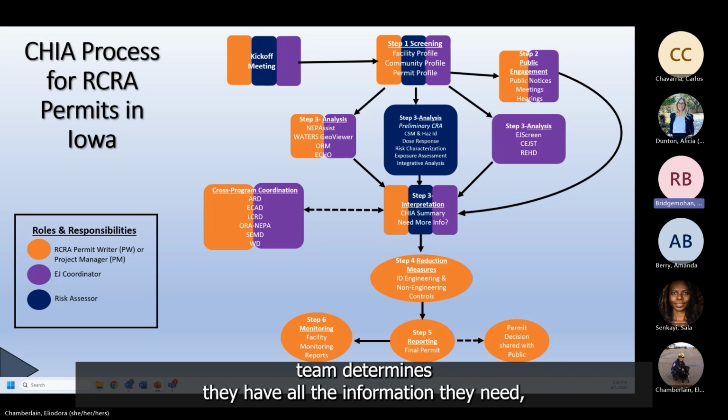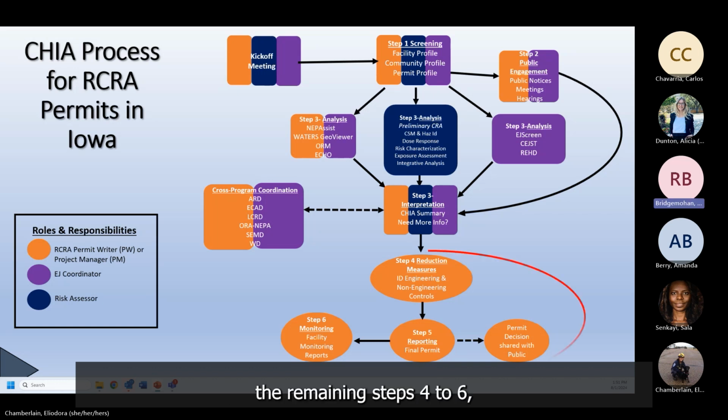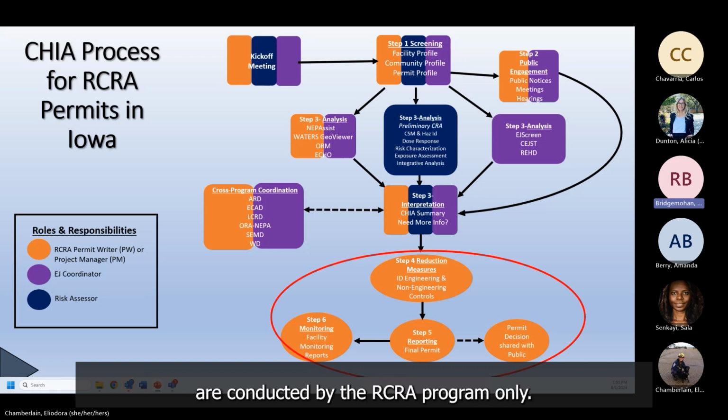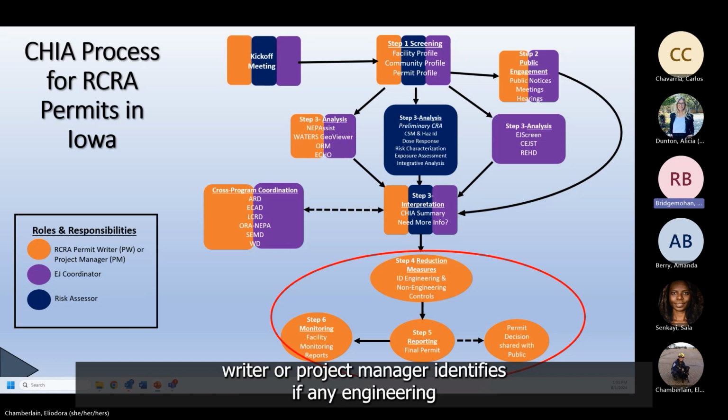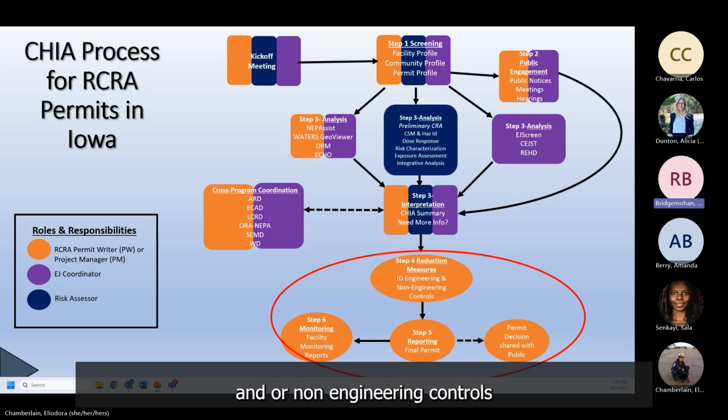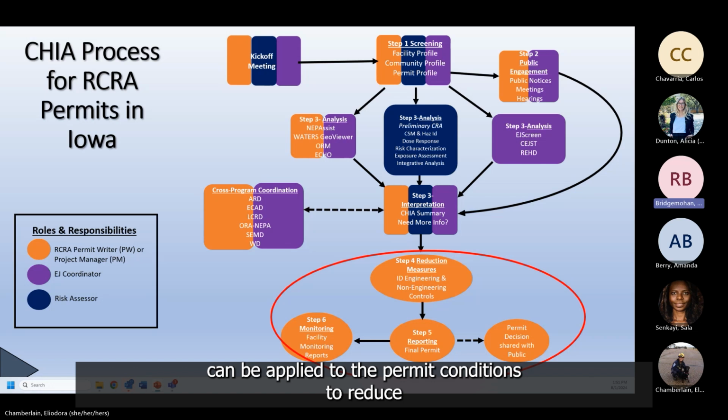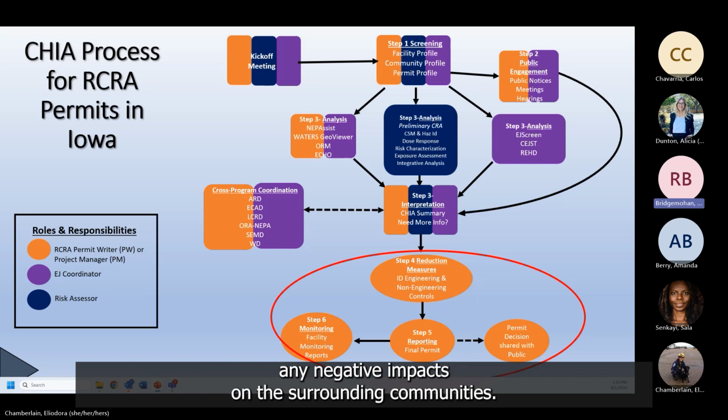Once the team determines they have all the information they need, the remaining steps 4 to 6 are conducted by the RCRA program only. In step 4, the RCRA permit writer or project manager identifies if any engineering and/or non-engineering controls can be applied to the permit conditions to reduce any negative impacts on the surrounding communities.